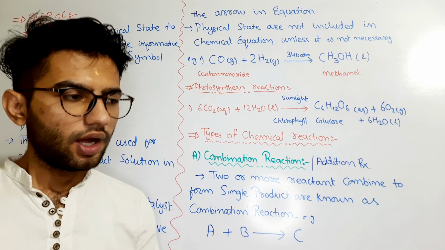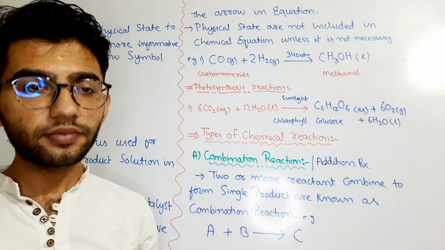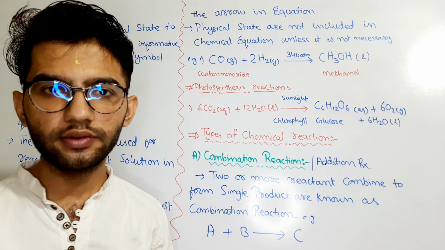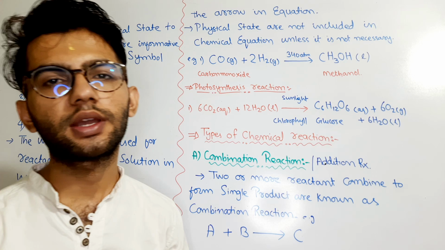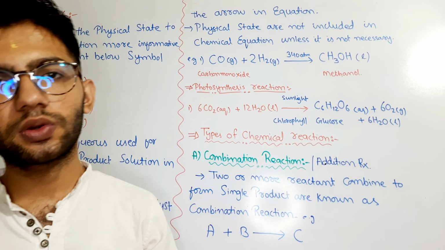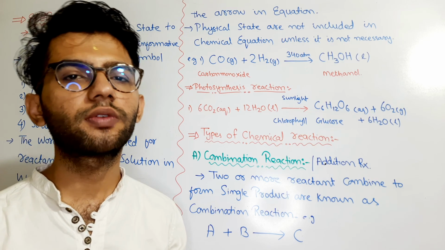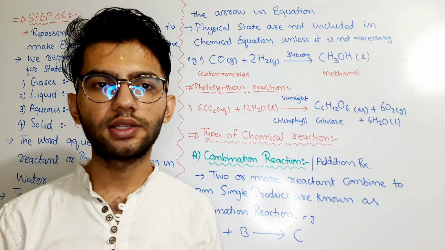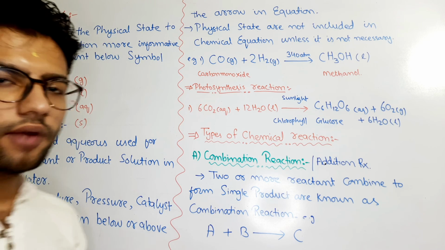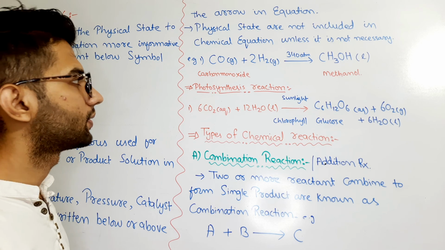The next point written here states that it is not necessary to represent the physical states in every chemical equation. Whenever it is required, we will use it. If it is not required, we will not use the physical states in each and every chemical reaction. You need to learn one thing: where it is required, you have to use it; if it is not required, you do not use it.